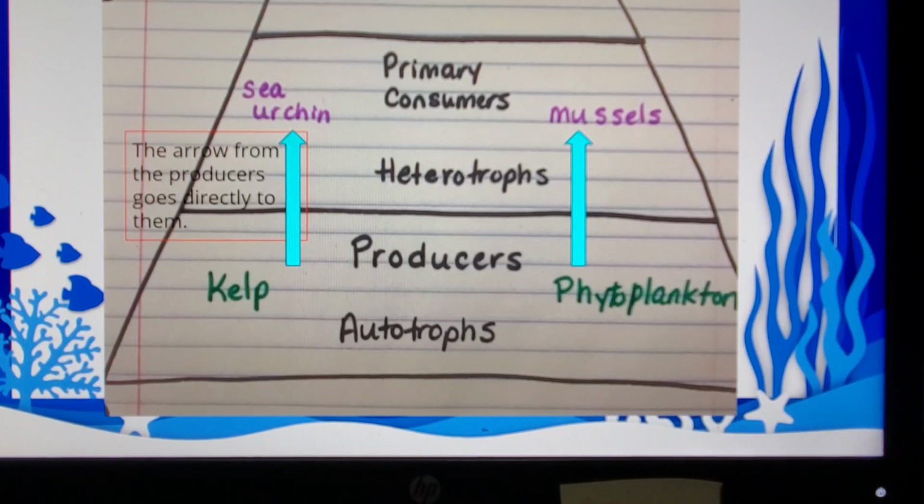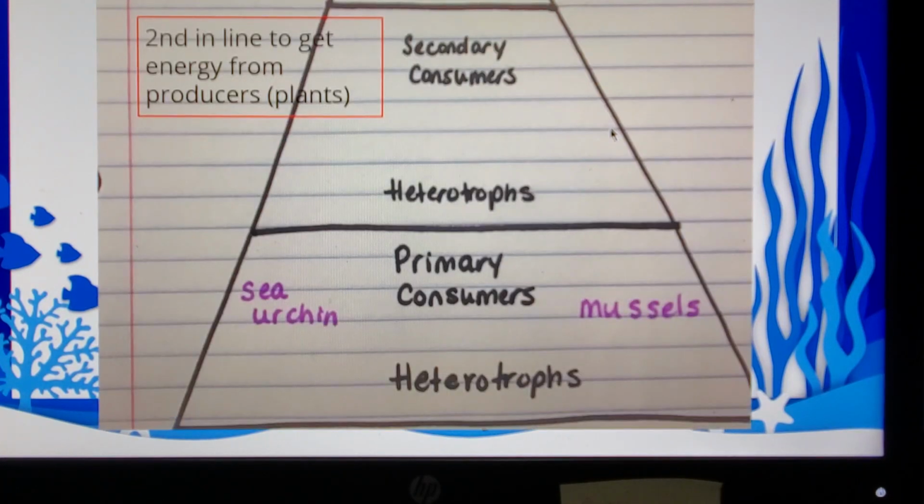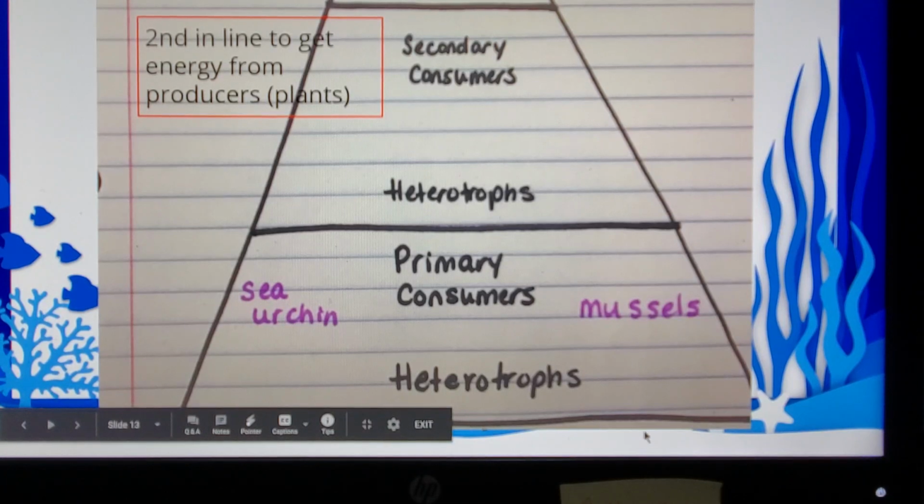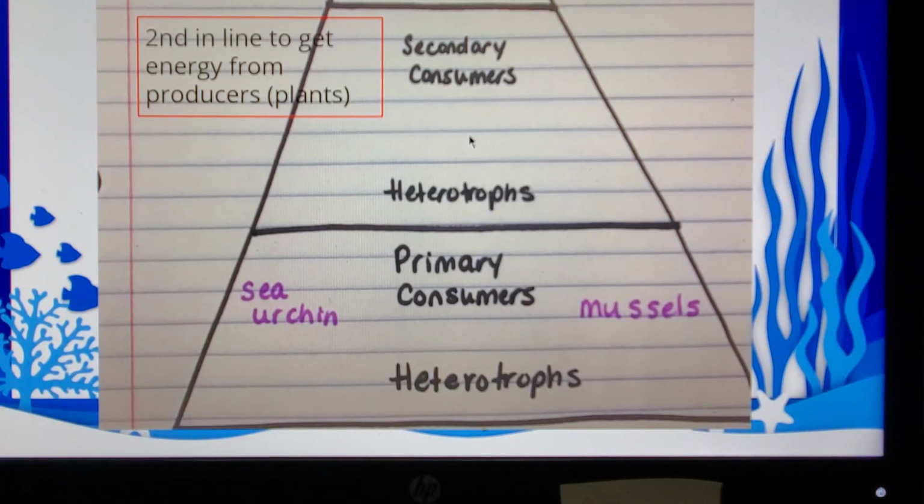So one thing I want you to notice is that the arrows from the producer showing the energy go directly from the producer to that primary consumer. Okay? And so the producers are down here. We just kind of moved the paper up. So there's my primary consumers I just put in. And then it says second in line to get energy from the producers, from the plants, are these guys. And we call them secondary consumers.